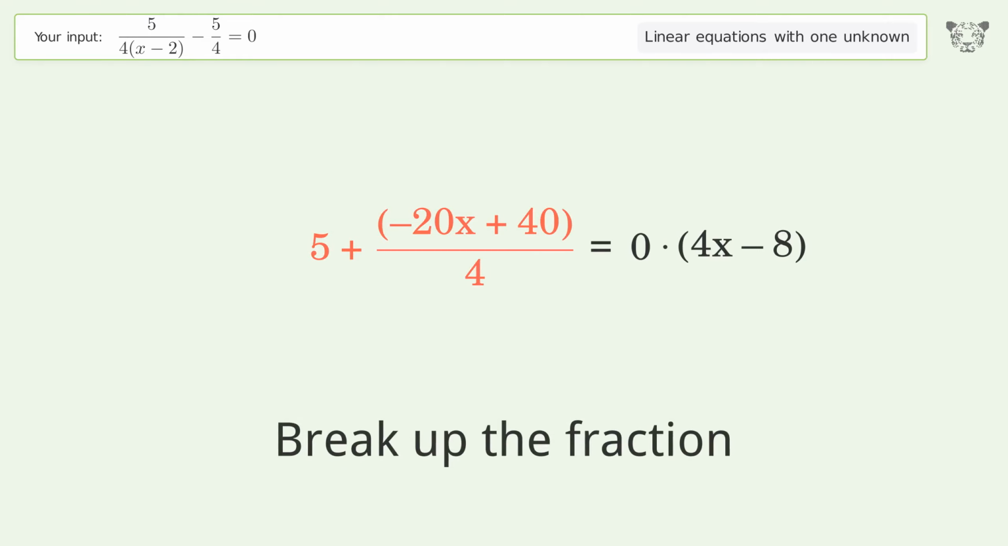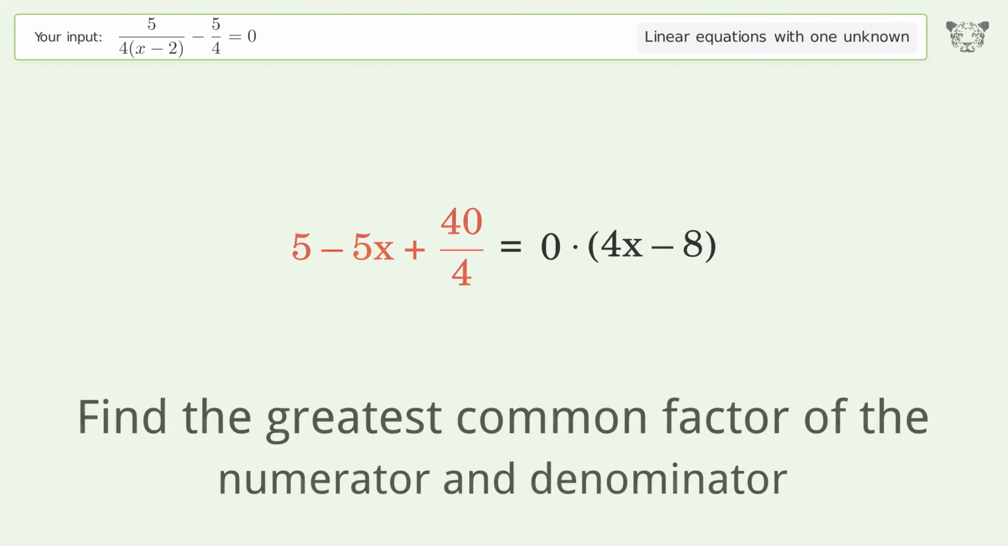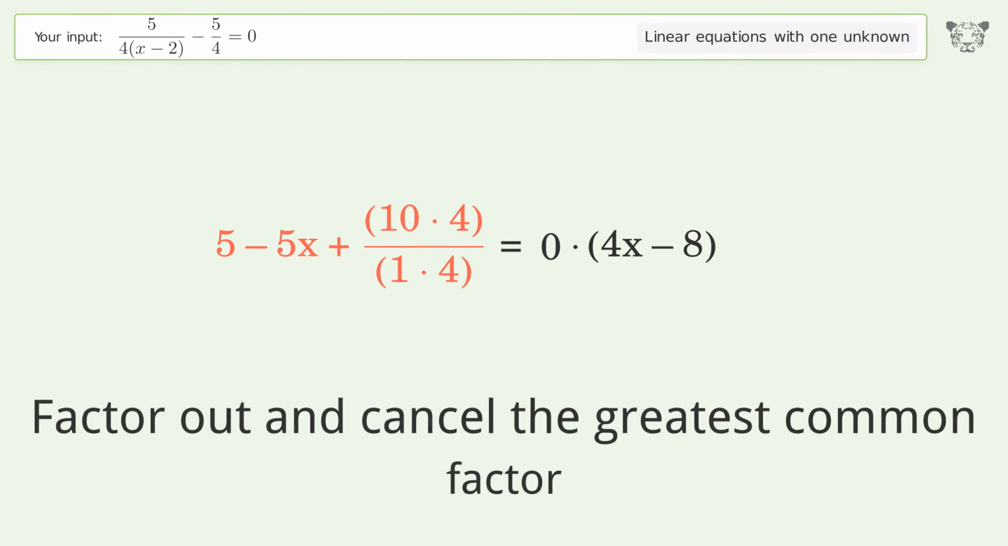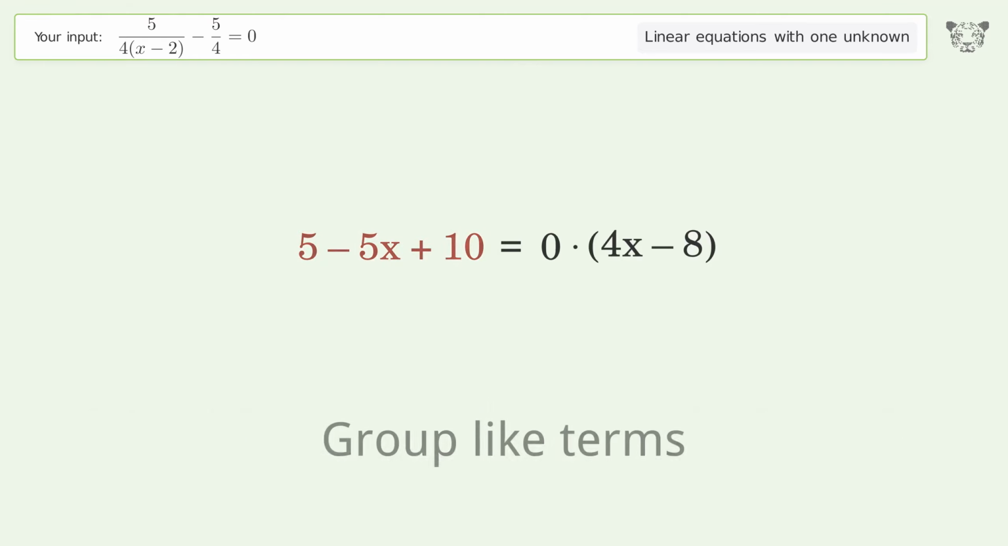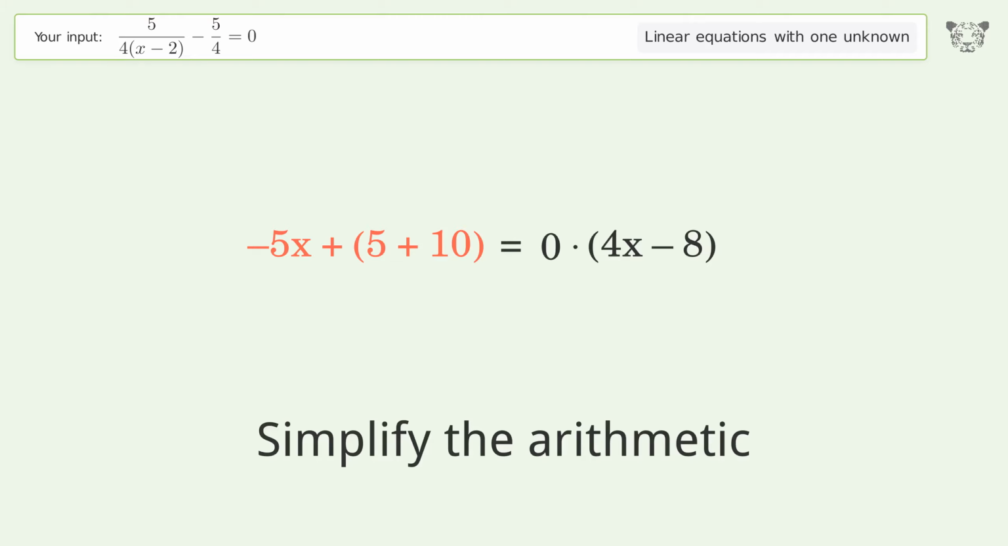Break up the fraction. Simplify the fraction. Find the greatest common factor of the numerator and denominator. Factor out and cancel the greatest common factor. Group like terms. Simplify the arithmetic.